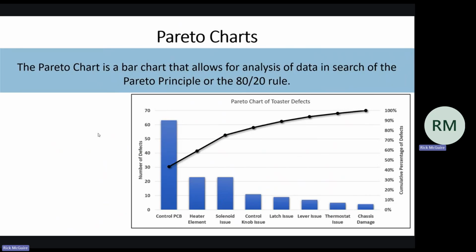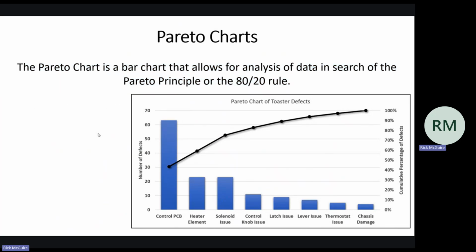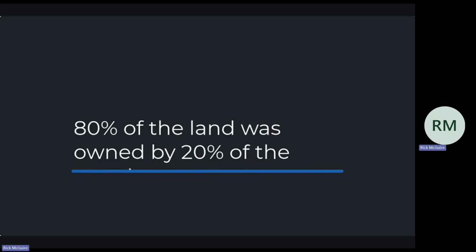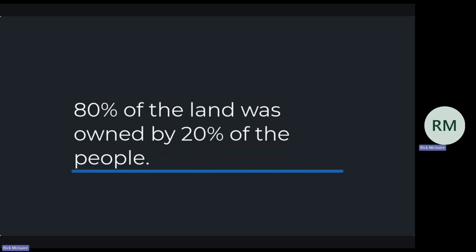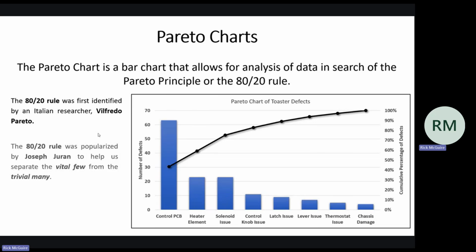So the Pareto chart is another QC tool that allows you to analyze your data in search of the Pareto principle. So what is the Pareto rule, or what is this 80-20 rule? So this is a natural phenomenon that was discovered by a guy named Vilfredo Pareto. He's an Italian researcher who was studying land ownership and wealth distribution in Italy and in Europe. And what he found is that 80% of the land was owned by 20% of the people. And this 80-20 phenomenon was also experienced by a guy named Joseph Juran. Now, he gave credit for the tool to Vilfredo Pareto, but he was the one who popularized this idea of the 80-20 rule and this idea of the Pareto chart.